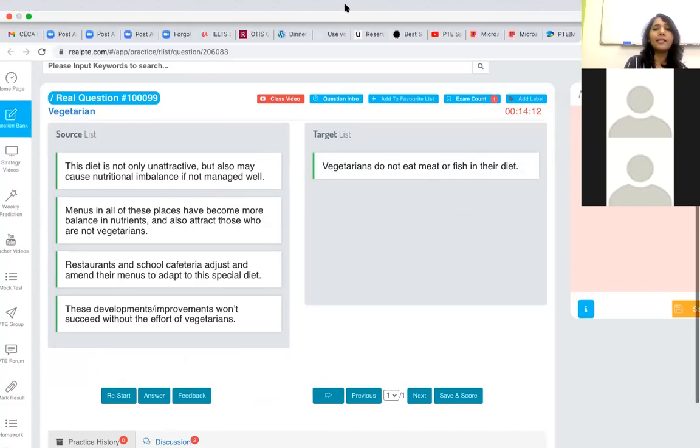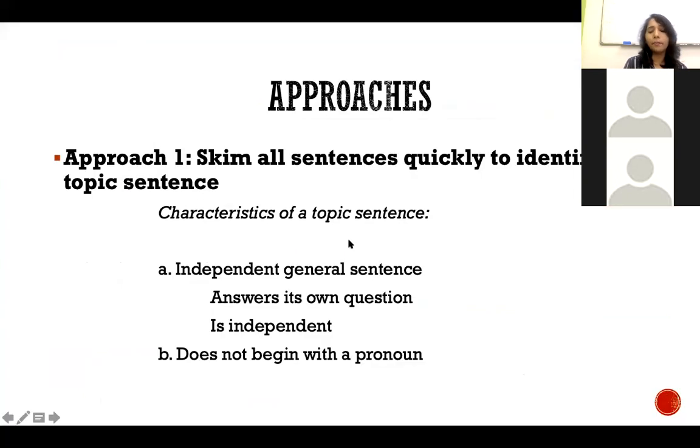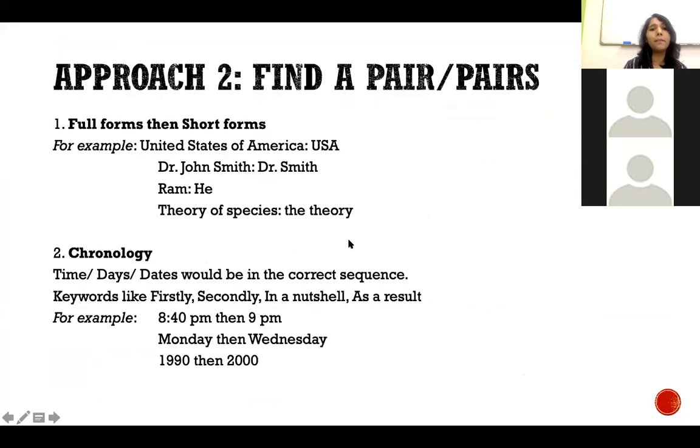Now, let's look at the second approach to solving this question type. Our goal is to make pairs. Our job is to find as many pairs as we can. So how do we find a pair for this question? The first way to find a pair is a noun and pronoun combination.